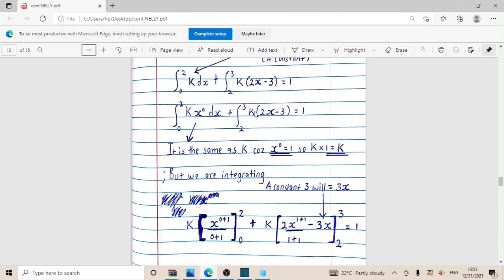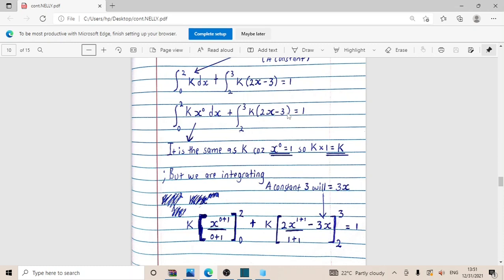So when I integrate this, it's going to be 2x. Then here, this one is having a 1 here, an invisible one. So 1 plus 1 divided by the new power, which is 1 plus 1 minus.